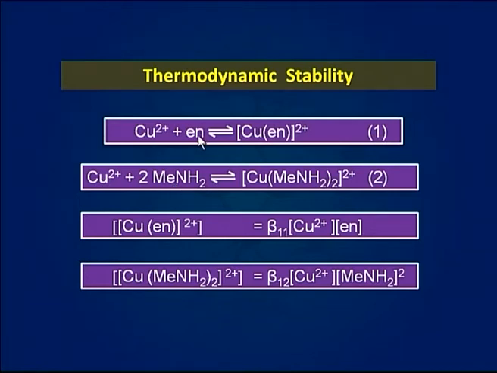When the analytical concentration of methylamine is twice that of ethylene diamine and the concentration of copper is the same in both reactions, the concentration of the first complex is much higher than that of the second complex, because beta 11 is much greater than beta 12.